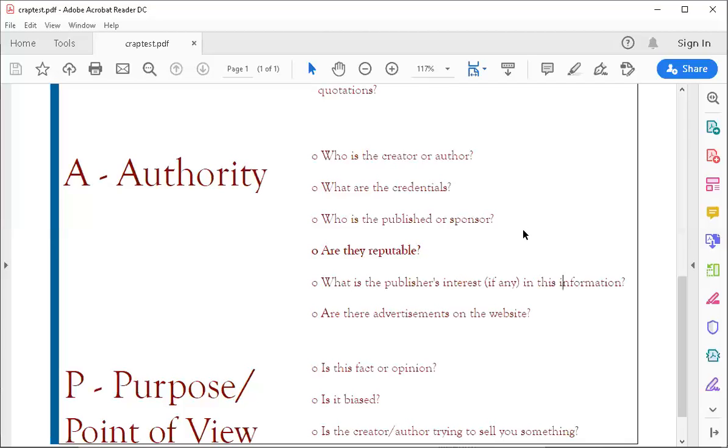The second area we're going to look at today, and the last area of the CRAP test, is purpose or point of view. And here there are three main questions. Is this fact or opinion? Is it biased? And is the creator or author trying to sell you something? As I mentioned previously, you're almost always going to find opinion in what you are reading. You are also almost always going to find bias. It is very difficult to not include bias in what you are writing.